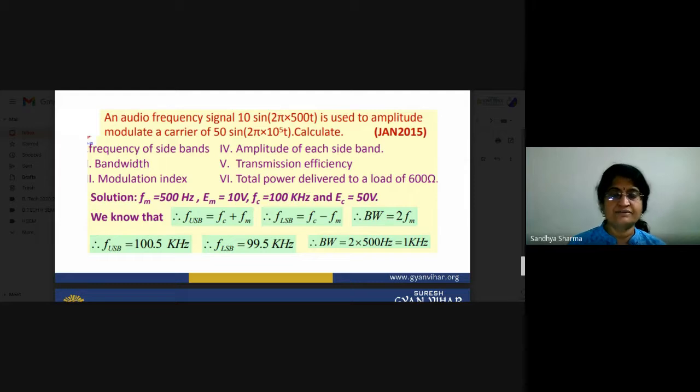Bandwidth required, modulation index of this one, amplitude of each sideband, transmission efficiency, and total power radiated to the load of 600 ohm. So this is a question.